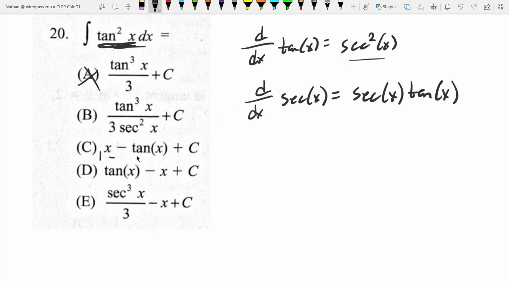Tangent squared is going to be secant squared. We're just taking a derivative of that. And what this looks like to me is the Pythagorean theorem, or the Pythagorean rule for trig functions. And so I'm not sure if this is what I want, so let's just look at that.